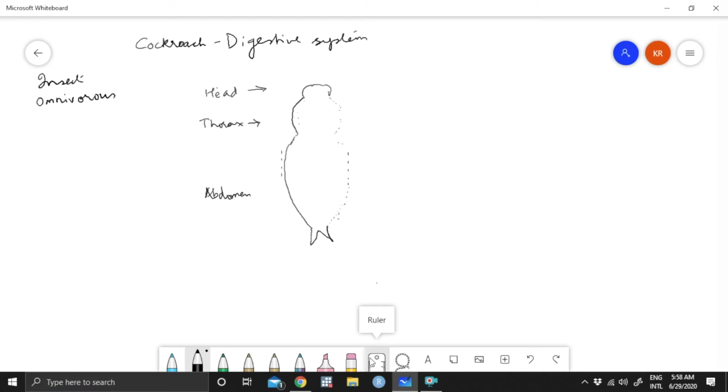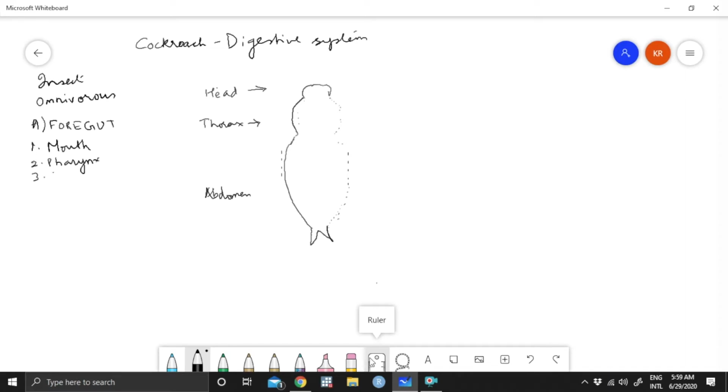So now let us see that the digestive system within these will consist of three parts: foregut, then midgut and hindgut. So let us start first with foregut. The foregut will contain, number one, the mouth. Number two, a short pharynx.